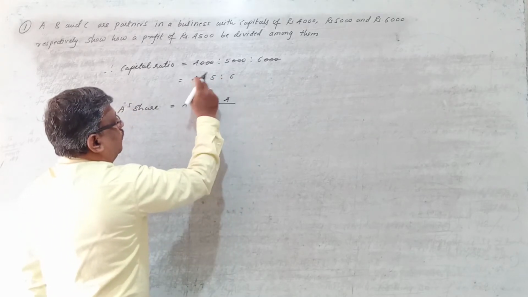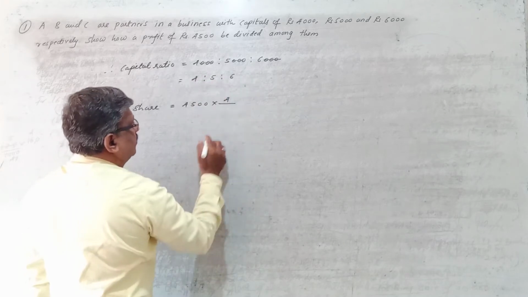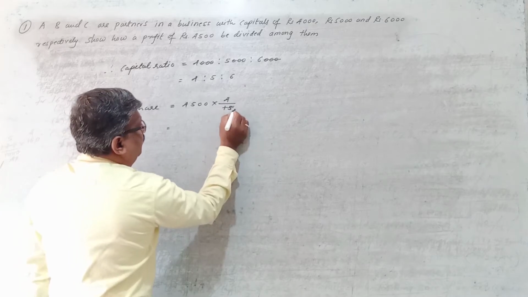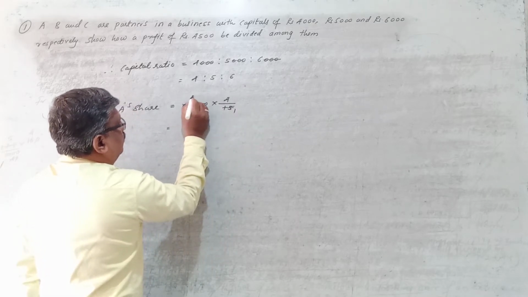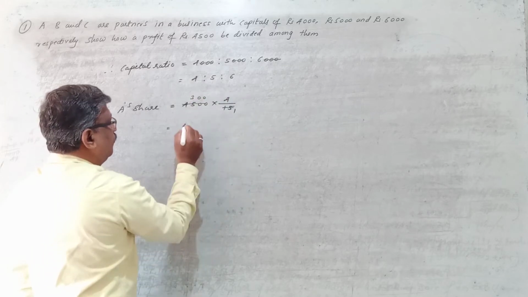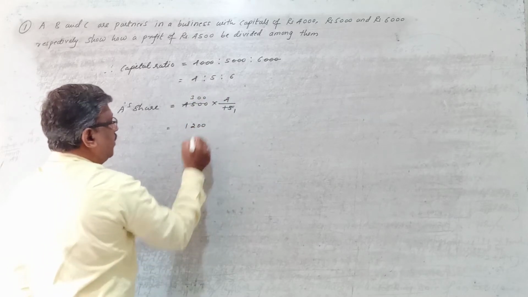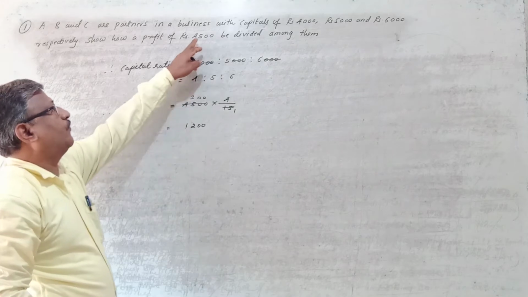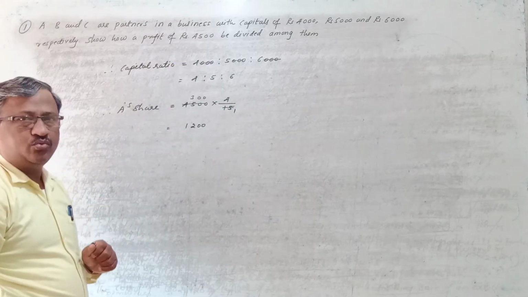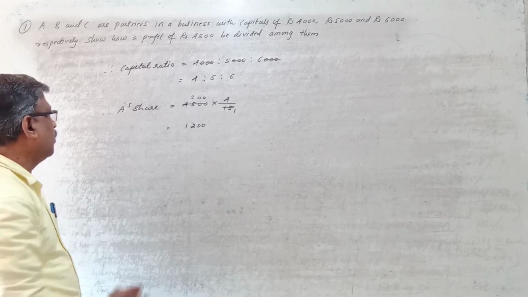4 plus 5 is 9, plus 6 is 15. So 15 ones are 15, 15 threes are 45, so 300 into 4 gives you 1,200. Out of the total profit of 4,500, A gets 1,200. Like that you have to distribute to B and C.